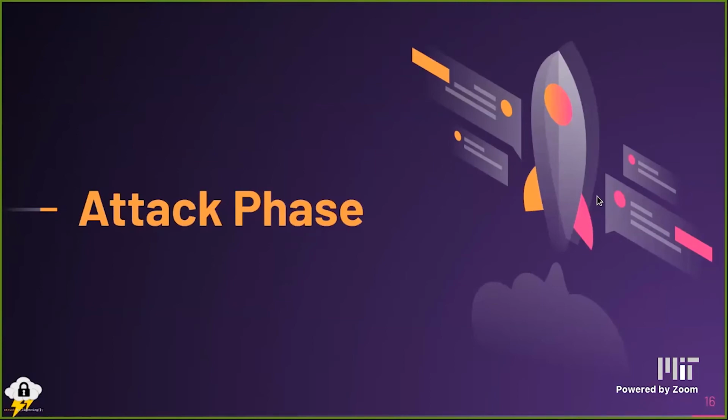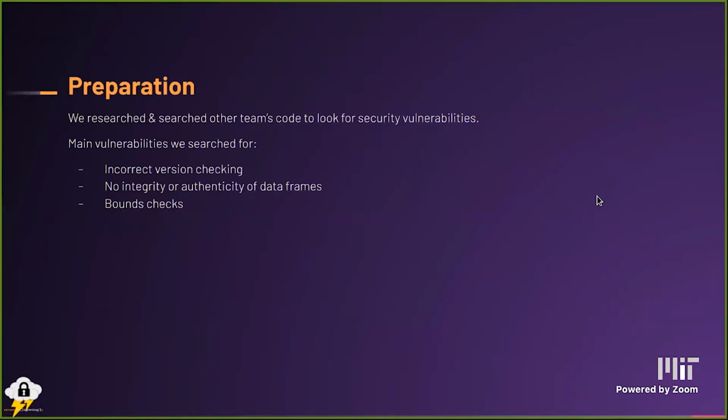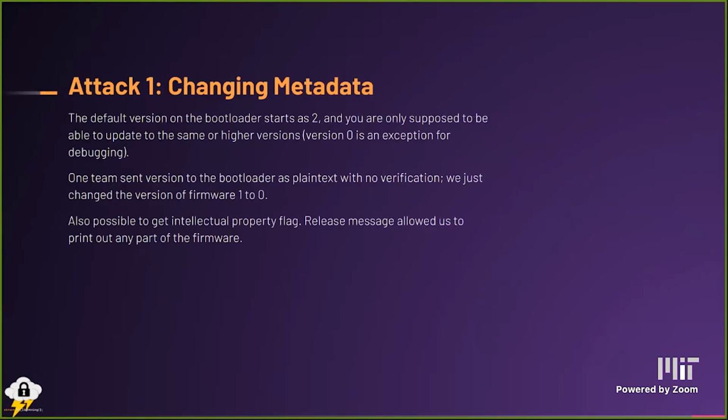All right, so the attack phase. We first prepared by looking for mistakes that people could have made that we had thought of for our own design. Things like version checks, integrity and authenticity of firmware, and bounds checks. So our first attack was changing metadata. One team had no integrity or authenticity checks for their metadata. This allowed us to change the size and version of their firmware.